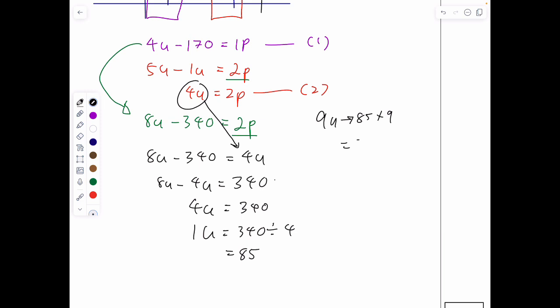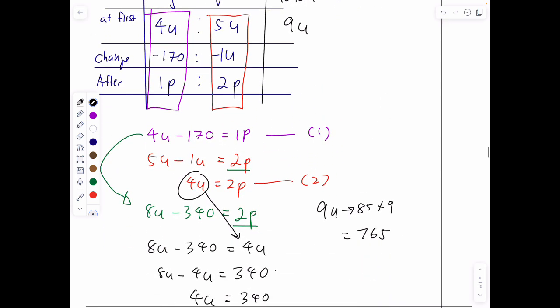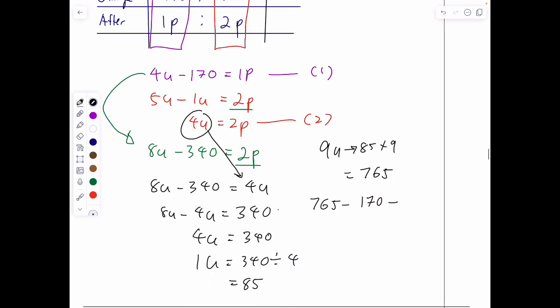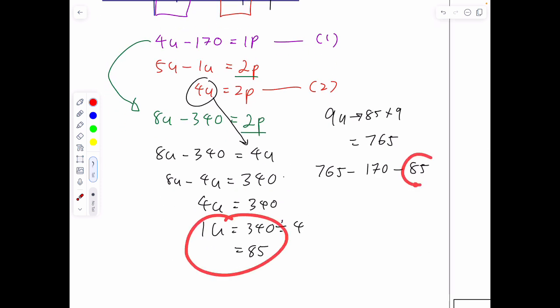That will give me 765. Now this 765, I will need to then subtract away the changes. So 765 minus away 170. Where did I get the 170 from? From here, because 170 boys left. And then after that, I will go ahead and minus another 1 unit, which is 85. Why minus 1 unit? Because it's reflected over here, and 1 unit is 85.